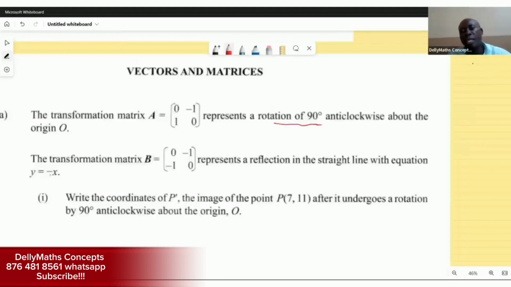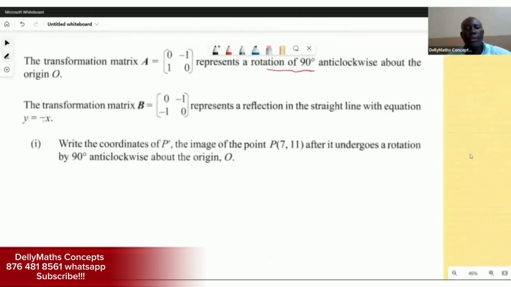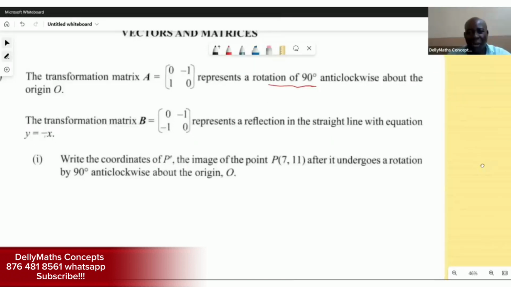The transformation B is 0, -1, -1, 0, which represents a reflection in the line with the equation y equals -x. All right, no problem. Now it says write the coordinate of P prime, the image of P, after it undergoes a rotation 90 degrees anticlockwise.